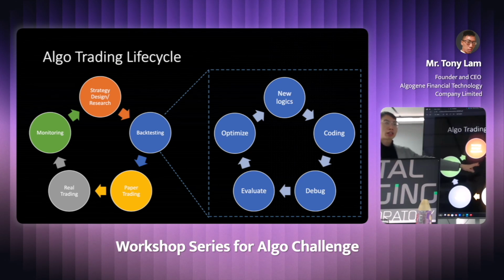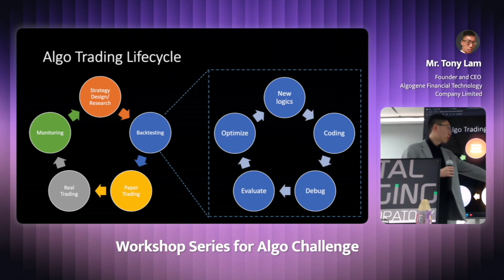What backtesting means is that you apply your trading strategy over a historical period, and see whether, if I follow my trading logic, how it would have performed during the past period. It is the most important component of the whole algo trading life cycle. And for backtesting, we can further break it down into 5 steps.